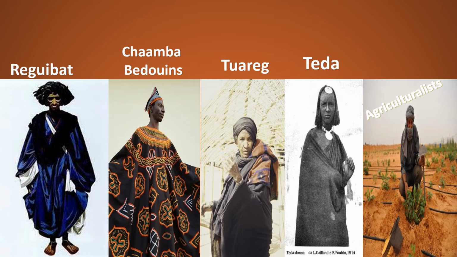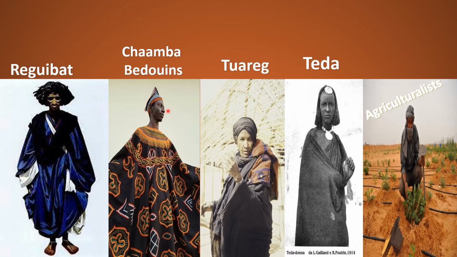Now let's talk about the different types of communities found over there. The first is the Reguibat. Now who were the Reguibat? The Reguibat were the most powerful warrior tribe of the Sahara. And where did they live? They lived in Mauritania, Morocco, Mali, and Western Algeria. And they were largely nomadic until very recently.